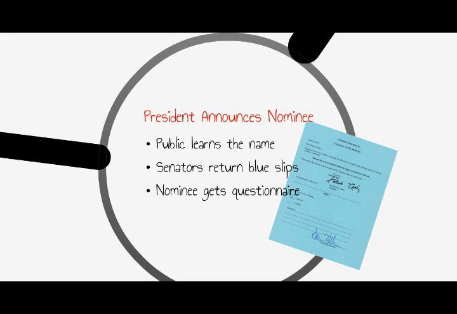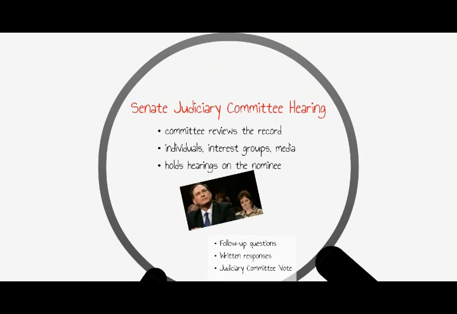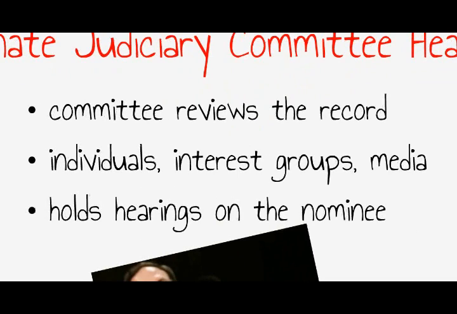At this point in the process, the nominee also gets a questionnaire to fill out. This questionnaire is quite long and requires the nominee to submit detailed financial records, among other things. If all of the blue slips get turned in, the process moves to the Senate Judiciary Committee. Members of the committee review the nominee's record in detail. At this point, it has become increasingly common for the public and interest groups to become involved, especially when the nominee is for the Supreme Court. The committee then holds hearings about the nominee's record.